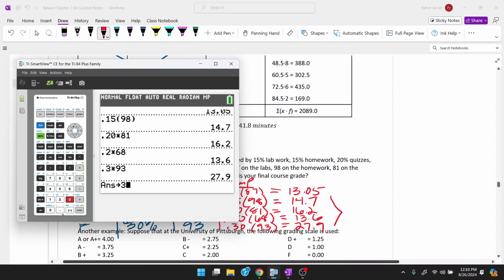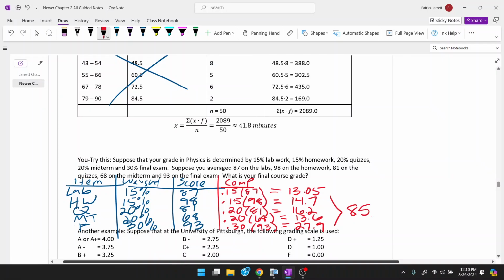And let's see what we get here. 13.05 plus 14.7 plus 16.2 plus 13.6 and then 27.9. That's an 85.45. Now, on a 10-point scale, an 85.45 would be a what? That would be a B.